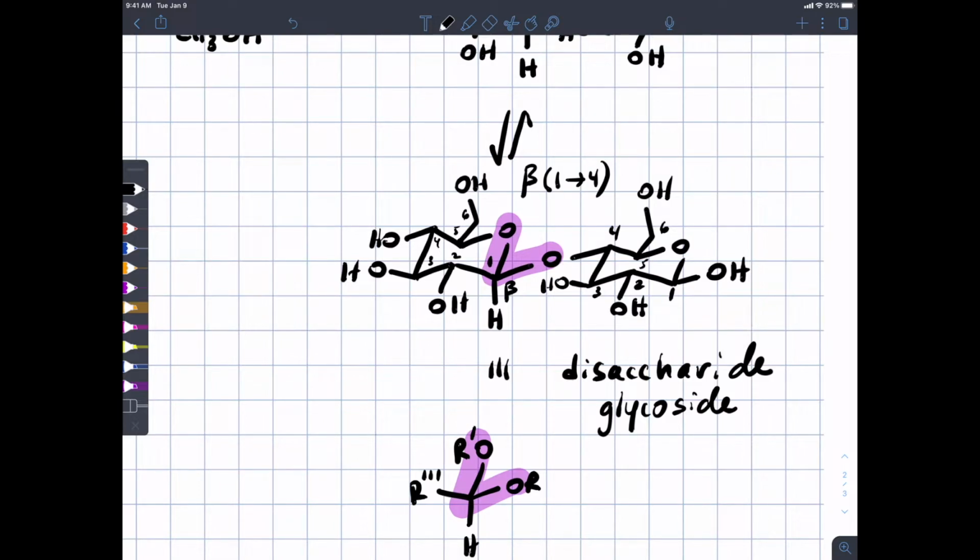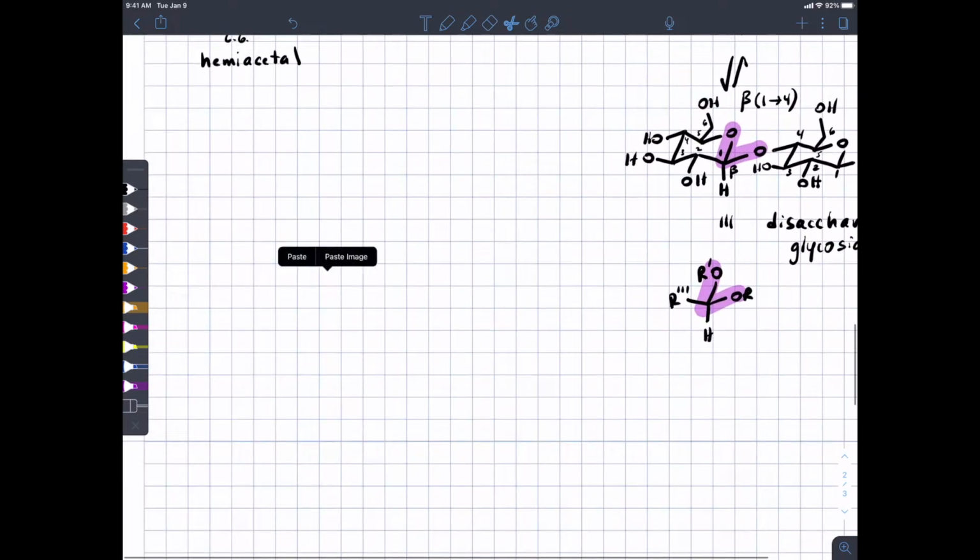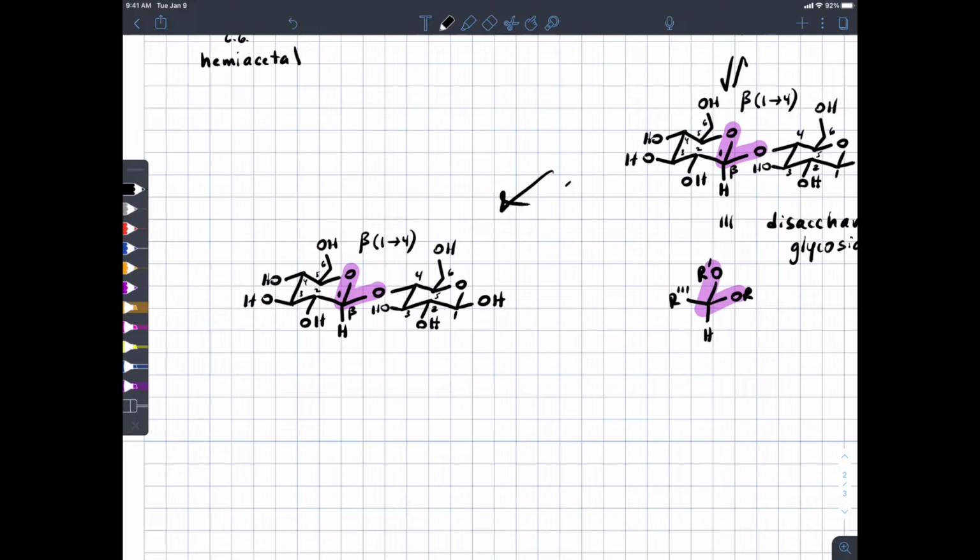So, big deal. Who cares? Well, it turns out you can stitch multiple glucose molecules together in a really, really long chain if you repeat this reaction again and again and again to have another sugar here. And another sugar there with the same types of linkages. This is the carbohydrate cellulose, which is used in plant cell walls.